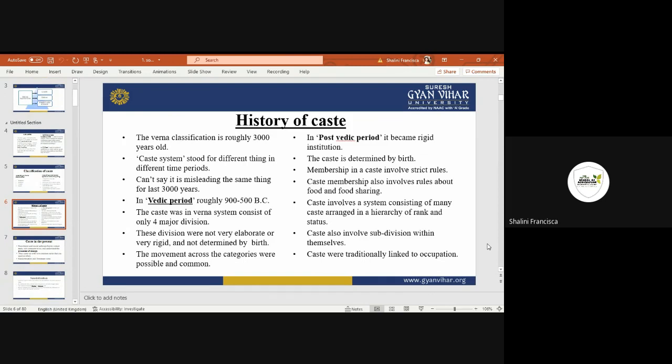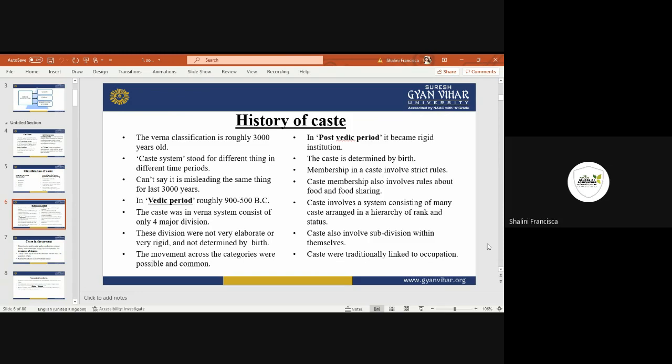So, if you talk about the history of the caste, the Varnas classification is roughly 3000 years old. So the Varnas, according to the color classification, was divided 3000 years ago. That means this is the culture which was followed in India 3000 years ago. So the caste system stood for different things in different time periods. So it wasn't a constant thing.